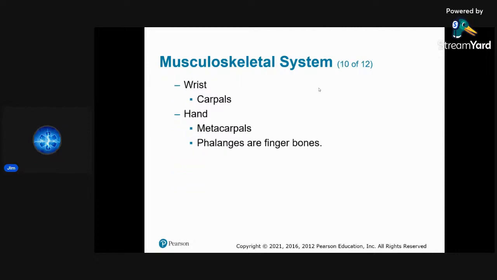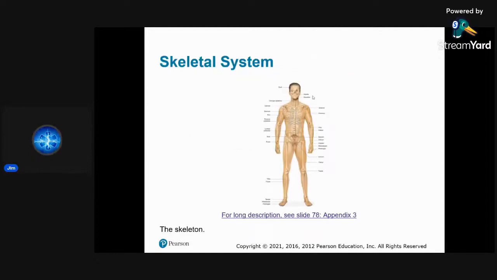We have the carpals in the wrist. Then we move down to the metacarpals in the hands, and the phalanges are your finger bones. So your toes and fingers are both called phalanges. Here's a nice picture of your skeletal system underneath what would be your skin. Kind of get a good aspect of where everything lies.